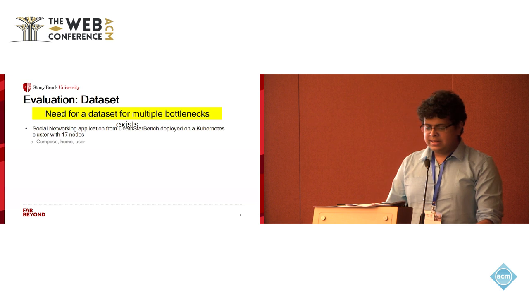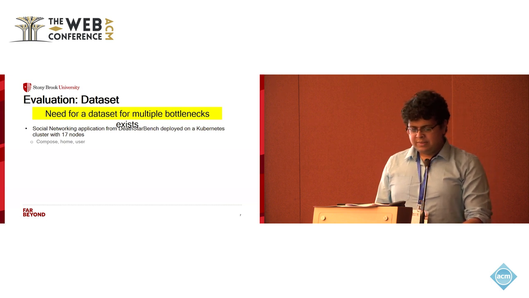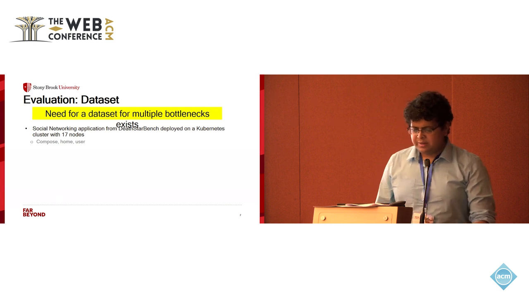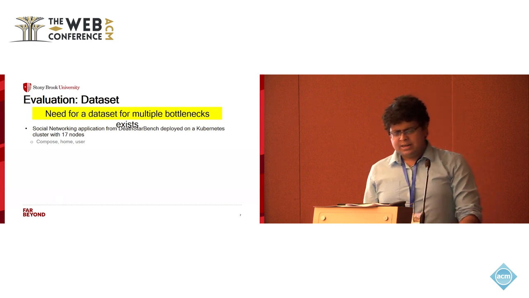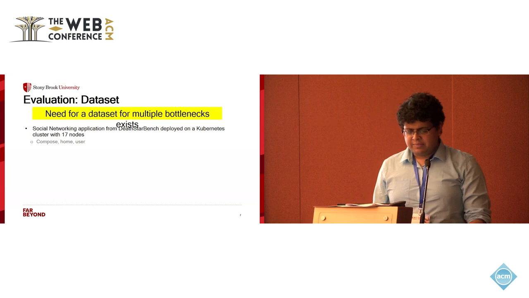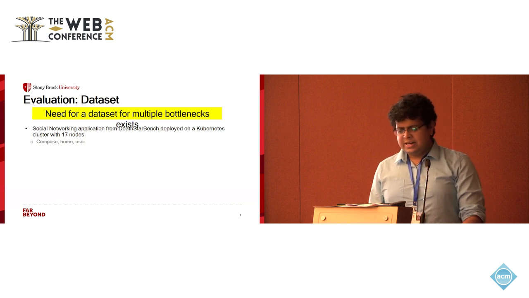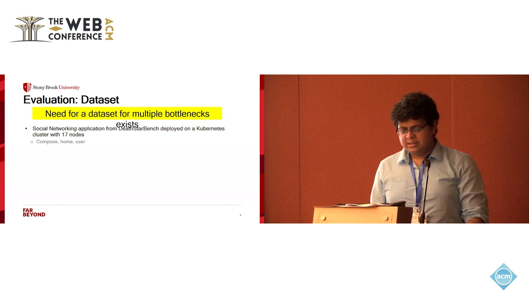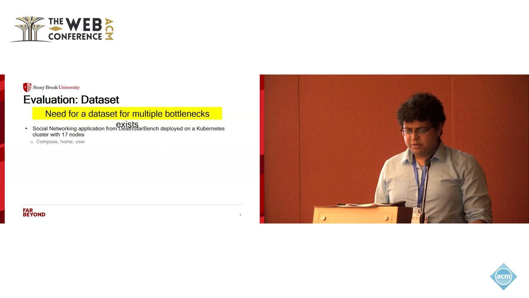To create a more realistic dataset that includes traces with multiple bottlenecks at different intensities, we carefully benchmarked the social networking application from DeathStarBench for three different call graphs under different interference intensities and durations. The three call graphs are compose, home, and user.